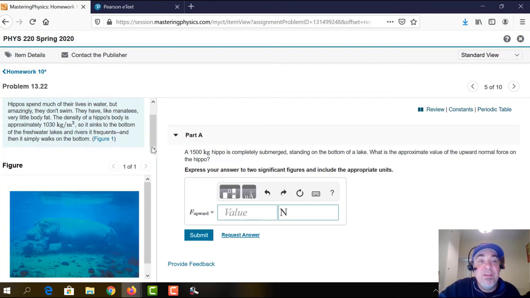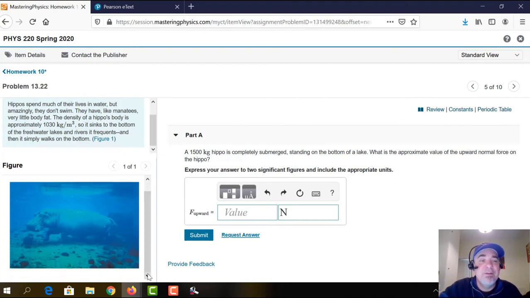So the hippo feels lighter because you've got a buoyant force pushing up and weight pulling down. So the buoyant force helps out. A lot of these problems with the buoyant force are similar to what we did in chapters 4 and 5. It's just now we have a new force we can play around with, something called the buoyant force. Okay, and there's a picture of a hippo running around at the bottom. So here's the density of the hippo. We've got a 1,500 kilogram hippo completely submerged, standing on the bottom of the lake. What is the approximate value of the upward normal force on the hippo?